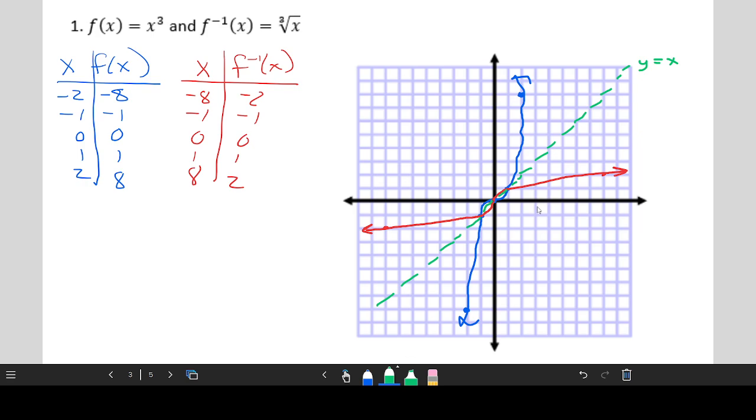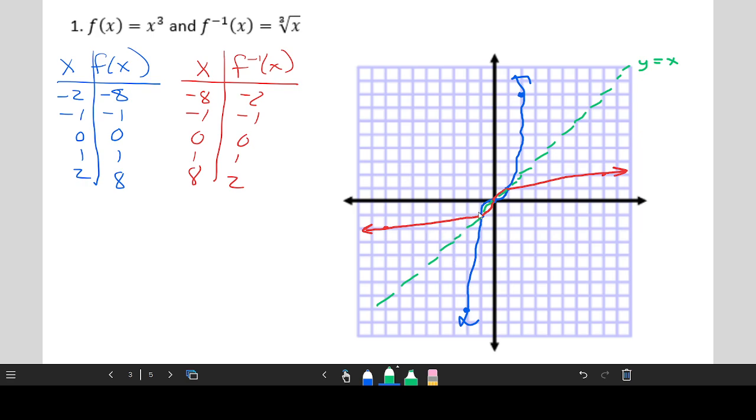Alright, so what we're seeing here then is the red and the blue graph are reflections of each other over the line y equals x. For example, the point 2, 8 up here and the point 8, 2 here are reflections of each other over that line. And so are all the other points on that part of the curve. Same down here. Negative 8, negative 2, and negative 2, negative 8 are reflections of each other over that line. So are all the other points on that branch.